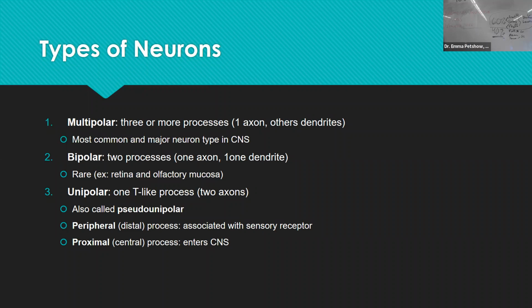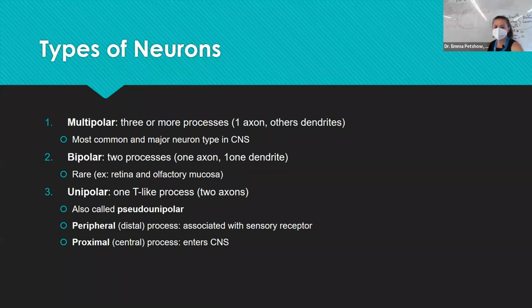It could have no axon, right? It could be absent, we're going to see that. But typically, we're going to see one axon per neuron. Again, it's not a 100% system, as you can see below. But multipolar neurons have three or more processes: one axon, and the others are dendrites. This is the most common and the major neuron type in the central nervous system. So if you had to choose one in the CNS, it's going to be multipolar.